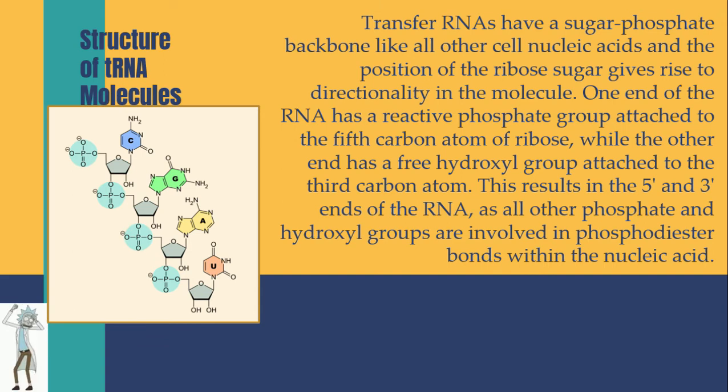Transfer RNAs have a sugar phosphate backbone like all other cell nucleic acids, and the position of the ribose sugar gives rise to directionality in the molecule. One end of the RNA has a reactive phosphate group attached to the fifth carbon atom of ribose, while the other end has a free hydroxyl group attached to the third carbon atom. This results in the 5' and 3' ends of the RNA, as all other phosphate and hydroxyl groups are involved in the phosphodiester bonds within the nucleic acid.